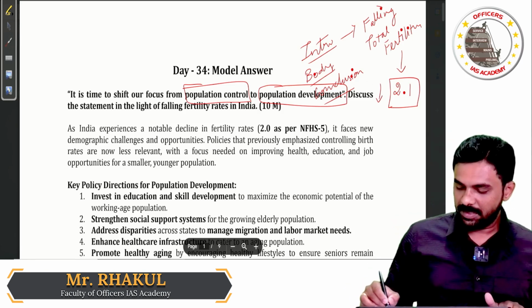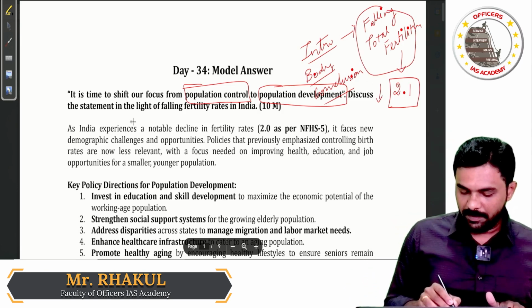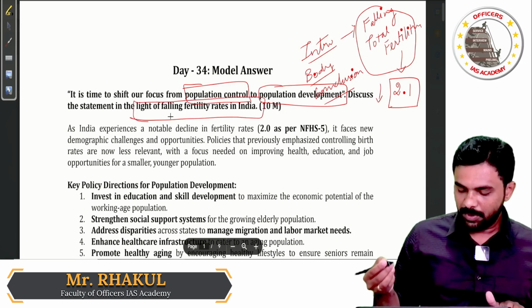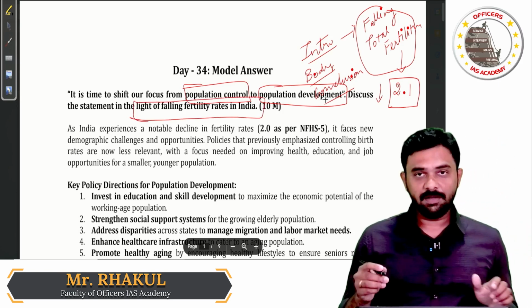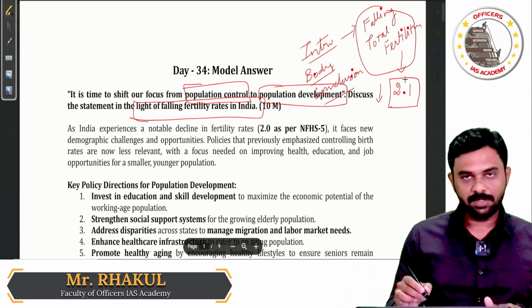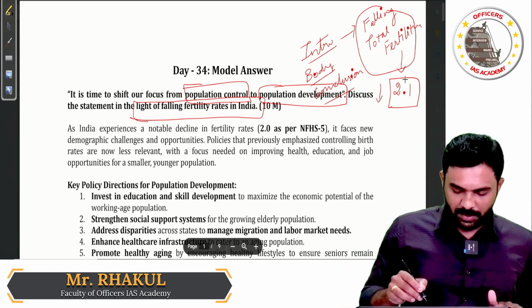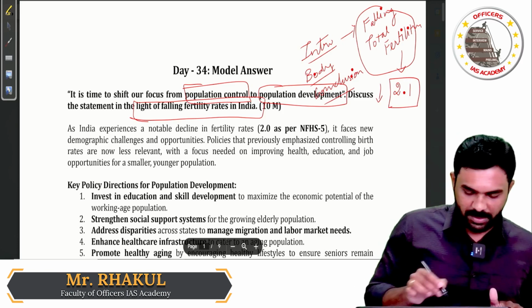You can mention this and show that India has falling fertility rates. So we should move towards population development. We have achieved somewhat in the population control aspect. We can move to the population development aspect. So this can be your introduction, the data-based introduction.